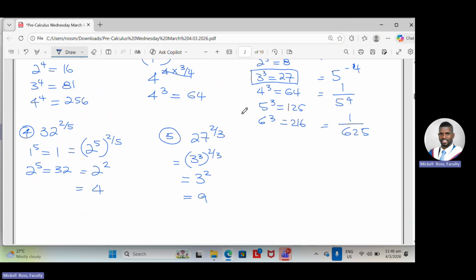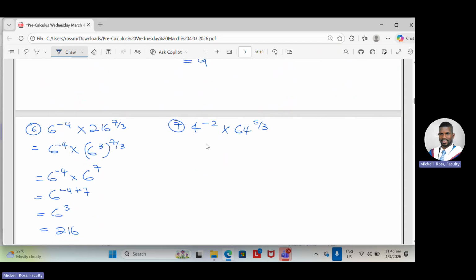From here, we learned that 4 cubed was equal to 64. So another way of writing it: this is going to be 4 to the negative 2 times 4 cubed, which is 64, to the 5/3. The 3 will cancel with the 3, so you're left with 4 to the negative 2 times 4 to the 5th power. You're multiplying and the base is the same, so you add the powers. So you're going to get 4 to the negative 2 plus 5, which gives you 4 cubed, which is equal to 64.